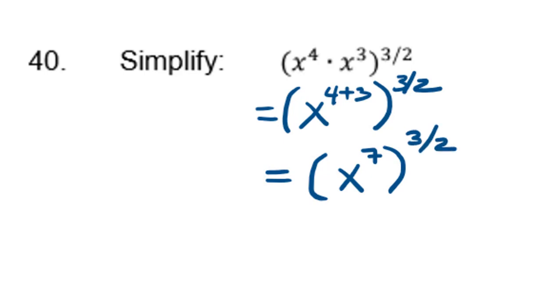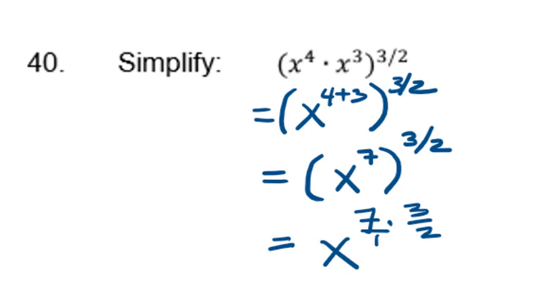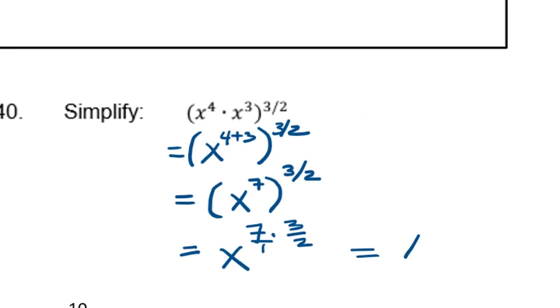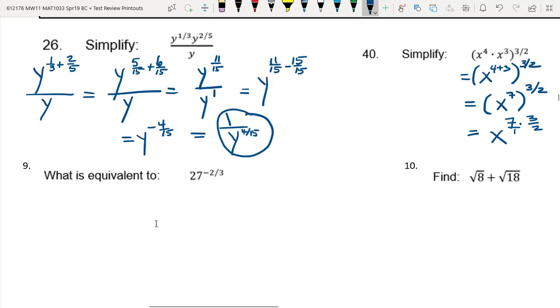Now when you raise a power to a power, you multiply the exponents. So this is going to be x to the 7 times 3/2. Once again, you could use the fraction operation on your calculator, or you can just go ahead and multiply this out yourself. Thinking of the whole number as being over 1, you can just multiply straight across. So this gives us x to the 21/2 power. Now let's look at item number 9.